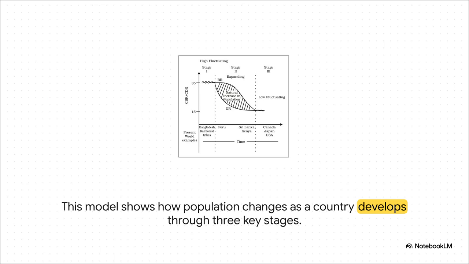And this graph is the perfect picture of that journey. You can see the 3 stages so clearly. Stage 1, high fluctuating, where birth and death rates are both high and all over the place. Think pre-industrial societies. Then you hit stage 2, expanding, and something dramatic happens. The death rate just plummets because of better healthcare, but the birth rate stays high. And boom, you get a massive population explosion. Countries like Peru or Kenya are good examples. Finally, you get to stage 3, low fluctuating, where the birth rate also drops and things stabilize. That's where you find places like Canada or the USA. Understanding this model is how you understand the why behind the numbers.